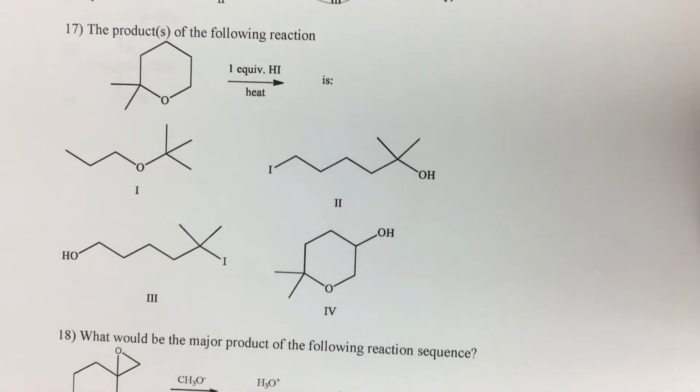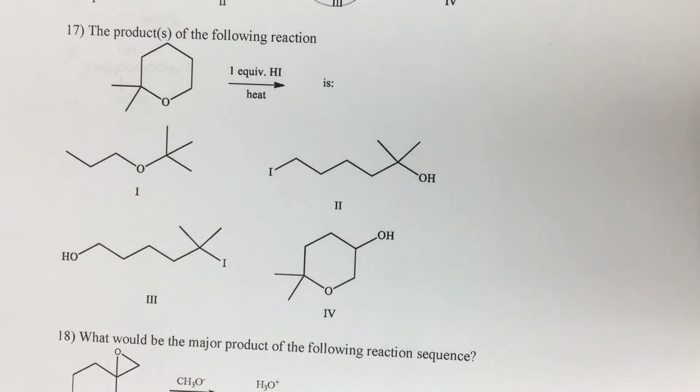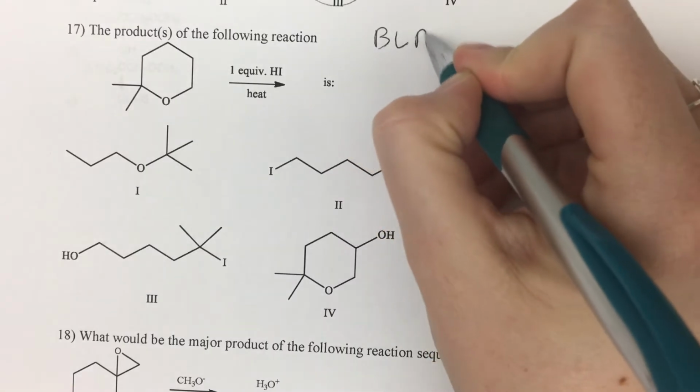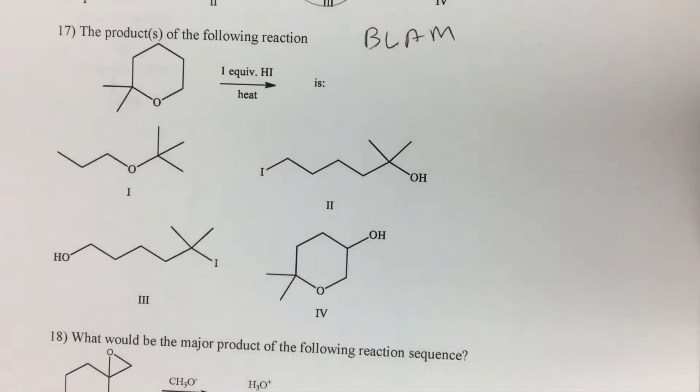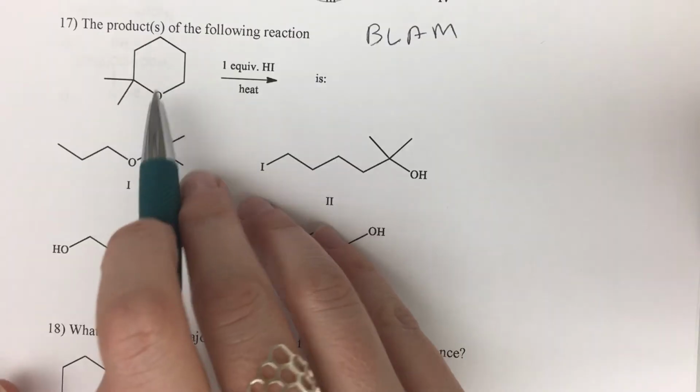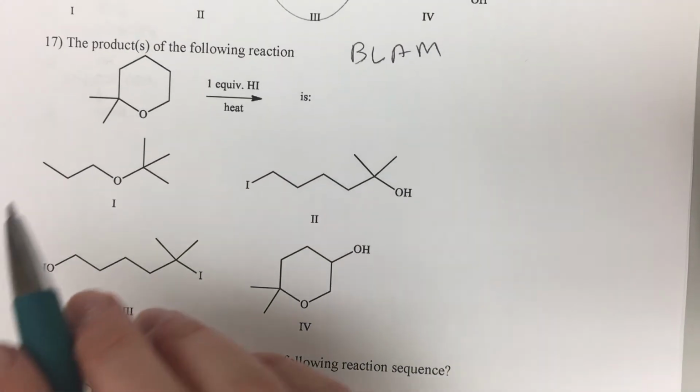Okay, this next question's a little interesting. My trick for epoxide ring opening is BLAM: base, least, acid, most. And this ring opening, even though it's not an epoxide, is going to follow similarly.